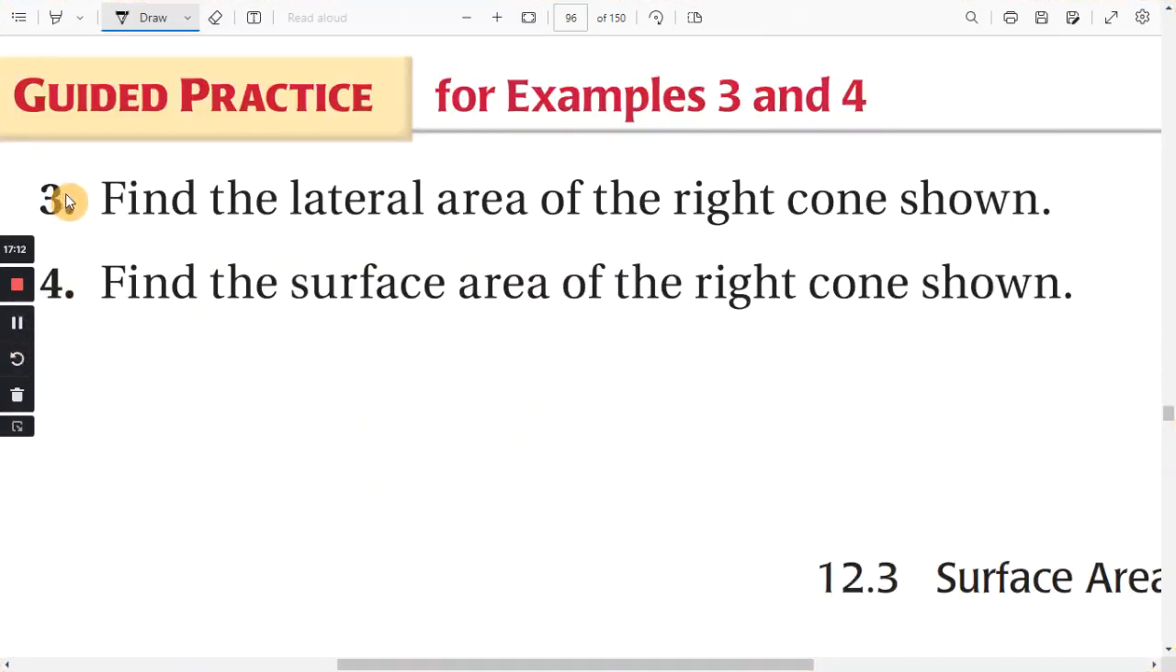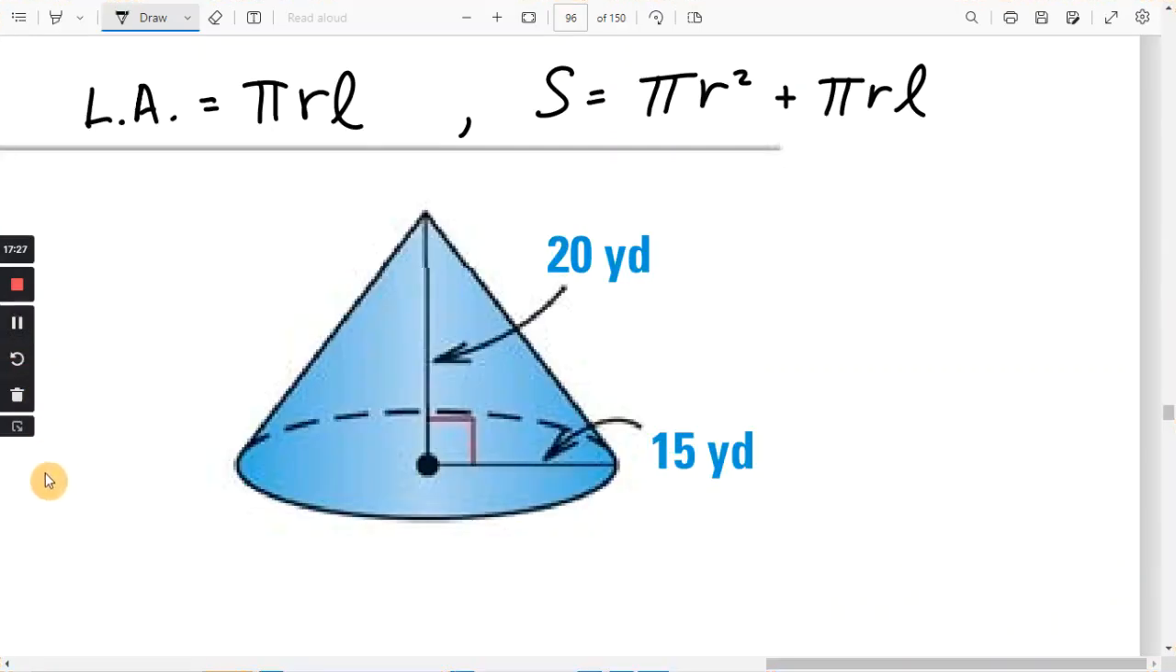All right, so let's try problems 3 and 4. Luckily, it's the same diagram of a right cone, so they want us to find the lateral area and surface area. Let's take a look. So 2 problems in 1. Remember, lateral area is just pi RL. The surface area, pi r squared plus pi RL. You need to use Pythagorean to find L right here, the slant height. Please try it.